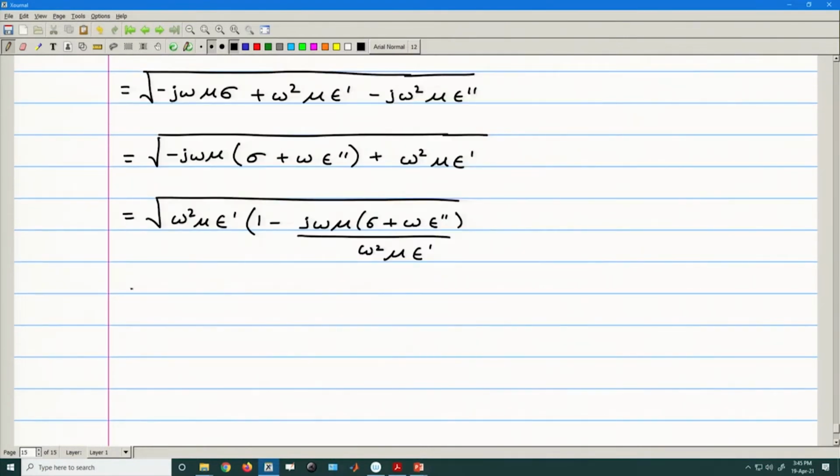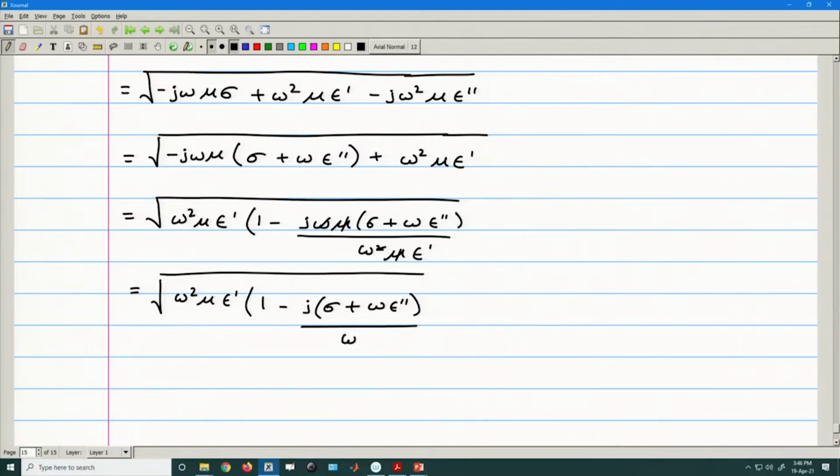Then we can write this as omega square mu epsilon prime times 1. So, this omega will cancel, and this mu will also cancel. We can write it as 1 minus j times sigma plus omega epsilon double prime, divided by omega epsilon prime.